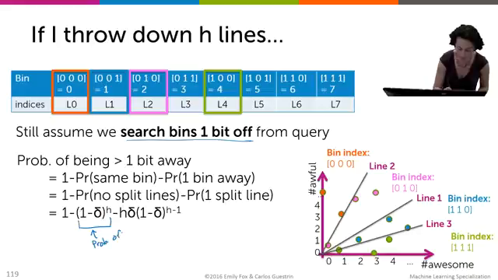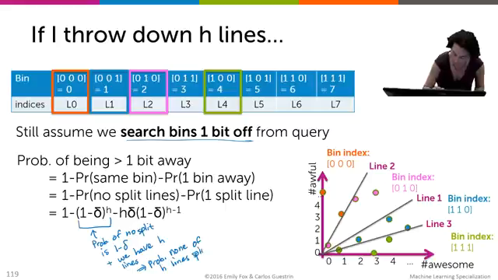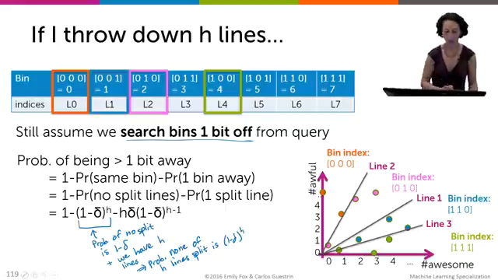And so here, the probability of no split is 1 minus delta, and we have H lines that we're throwing down. So this implies the probability that none of the H lines split is 1 minus delta to the H.